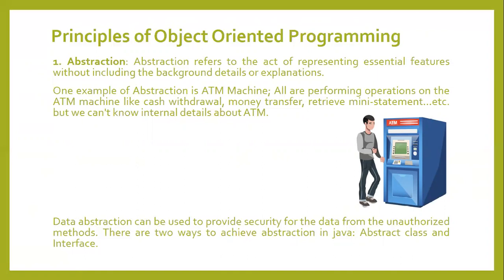The same way, you can take a car as an example of abstraction, where you can drive the car, but while driving, what happens inside the car or inside the engine, you can't know about it. So data abstraction can be used to provide security for the data from unauthorized methods. There are two ways to achieve abstraction in data: abstract class and interface.